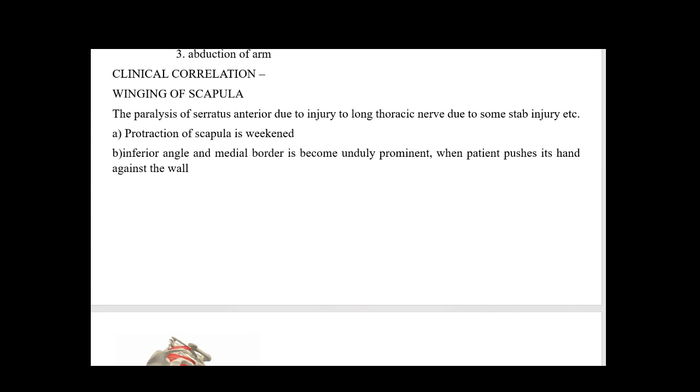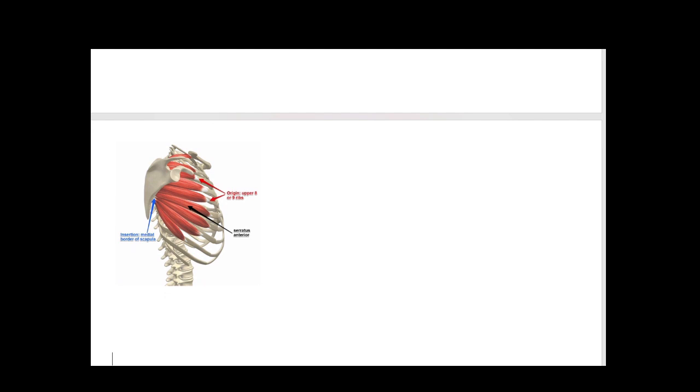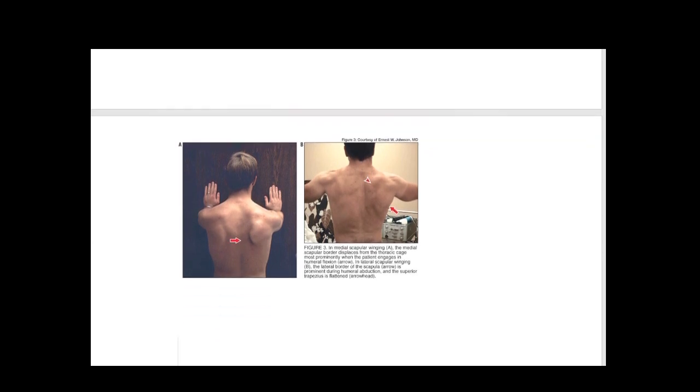Then the inferior angle and the medial border of it become prominent when the patient pushes his hand against the wall. Let's see its nice diagram. You can see how it originates from the upper 8 or 9 ribs, and how it is inserted into the medial border and the inferior angle of the scapula. You can clearly see the winging of scapula. See, this person on one side, you can see its medial border and the inferior angle very prominently. On the other side, it is normal.